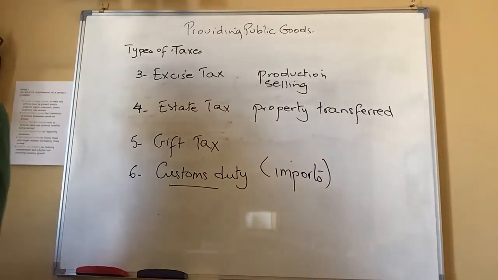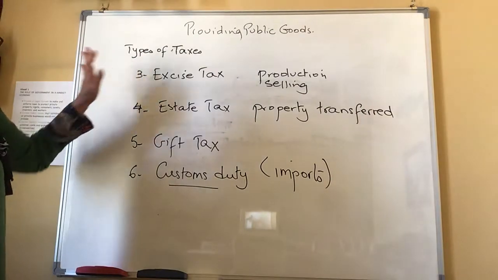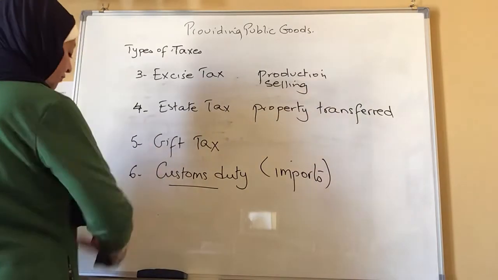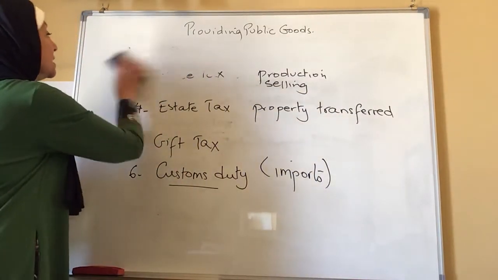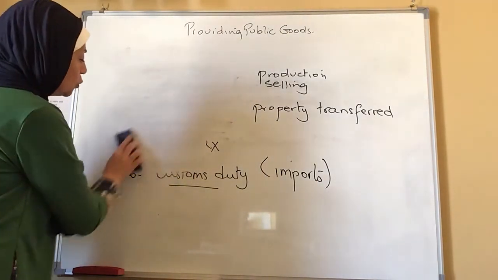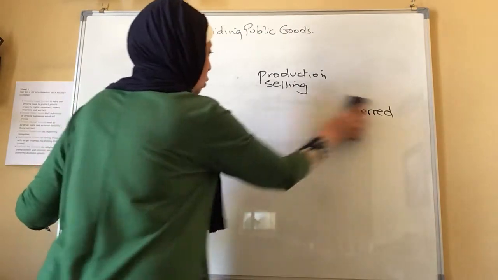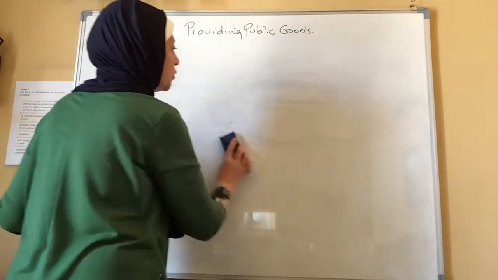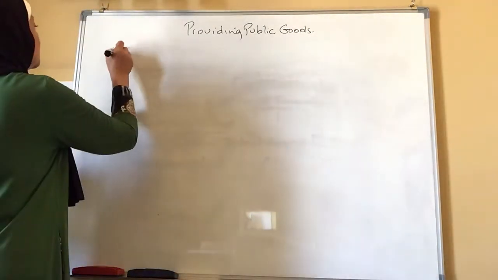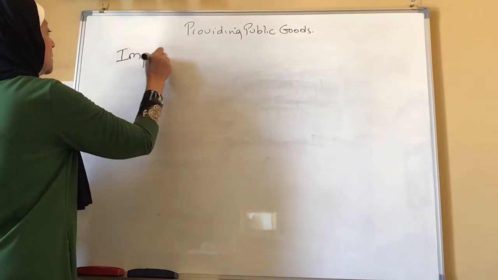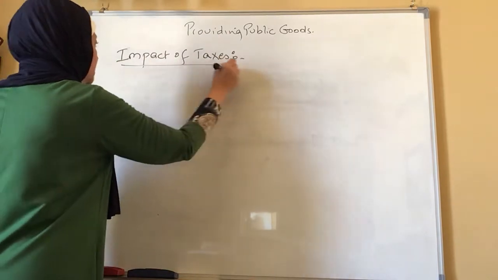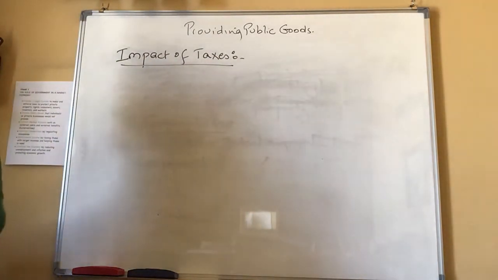Okay. Now, we talked about the types of taxes. The last part is the impact of taxes. What is the impact of taxes on the economy? Taxes are considered a tool that the government uses to achieve certain goals or to achieve certain results. So the impact of taxes. There are 3 broad effects that can be explained or addressed.